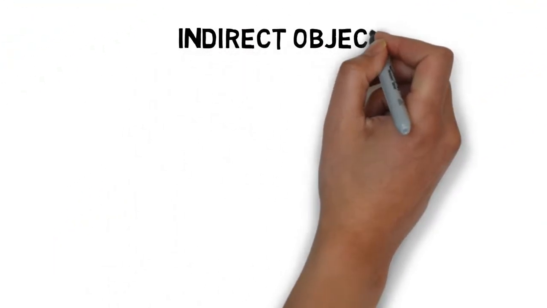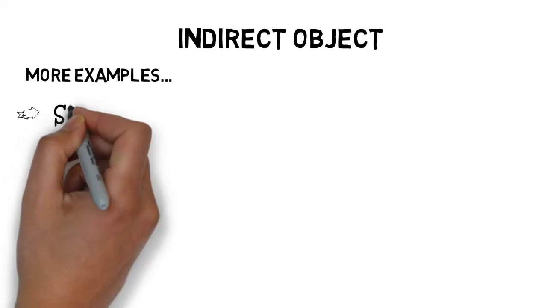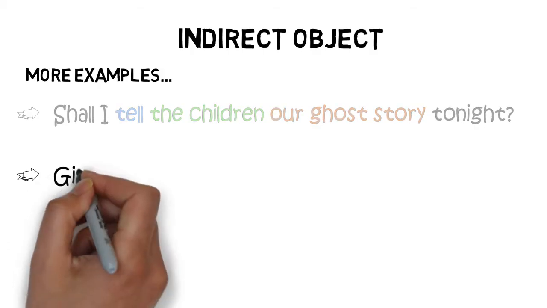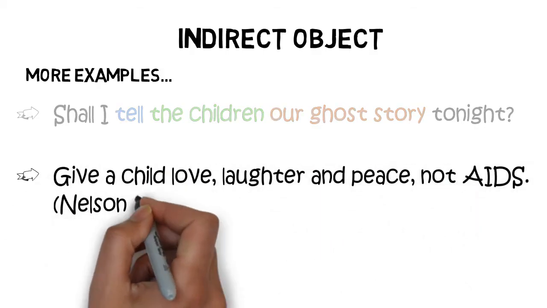Here's some more examples of indirect objects. Shall I tell the children our ghost story tonight? So find the verb, tell, ask what. The answer is our ghost story. And then who is it for? The children. To whom? So tell is the verb, our ghost story is the direct object, the children is the indirect object.